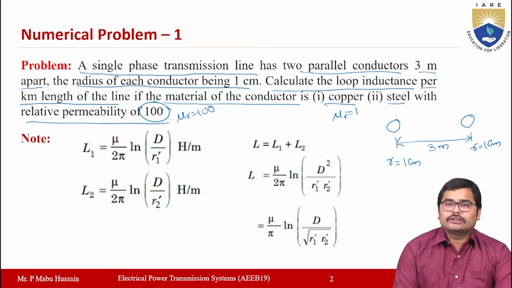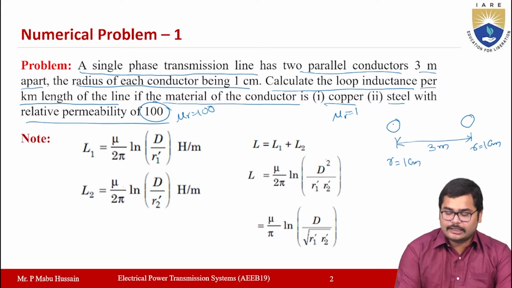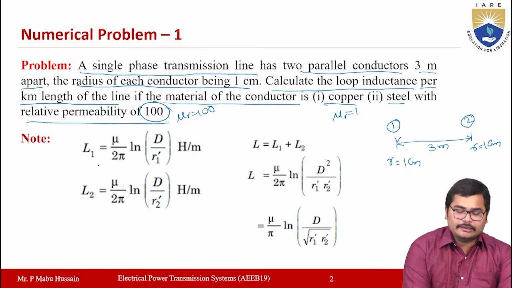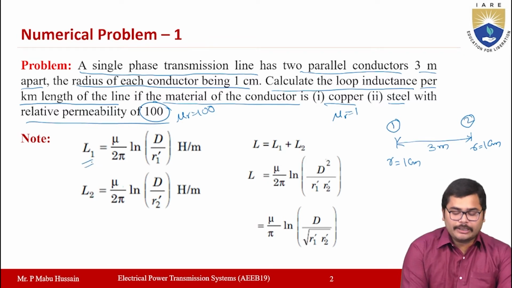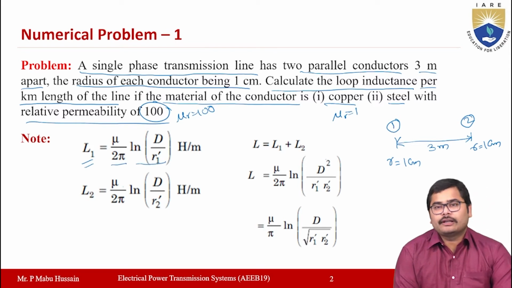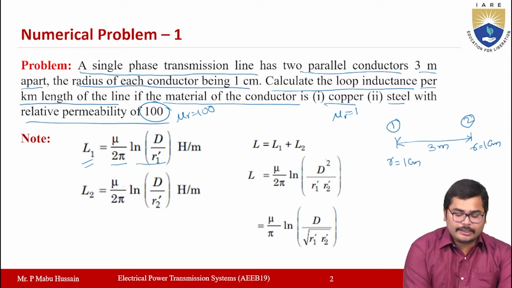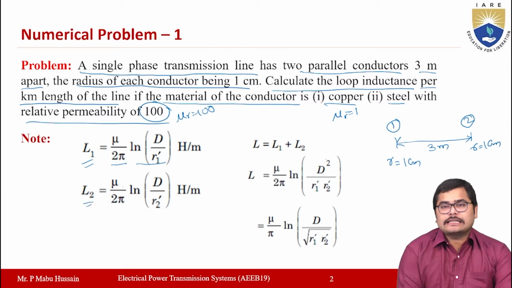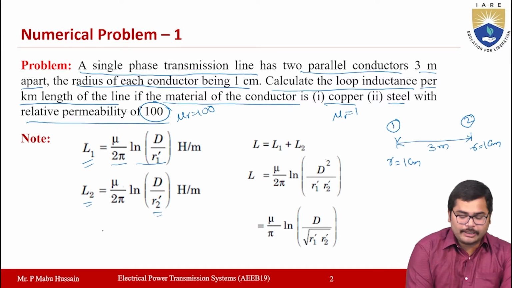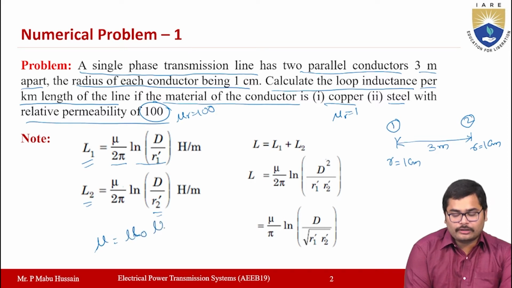Okay. So to calculate the inductance of any conductor, say conductor 1 and conductor 2, the inductance of conductor 1 is given by the equation L1 = mu by 2 pi into ln d by r1 dash. To calculate the inductance of conductor 2, the equation is L2 = mu by 2 pi ln d by r2 dash. Here mu is nothing but mu naught into mu r.